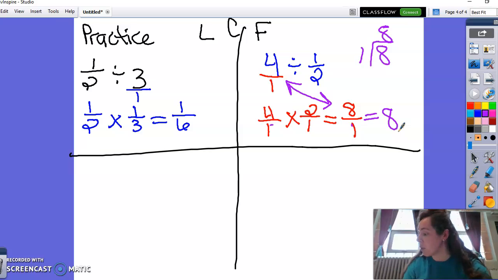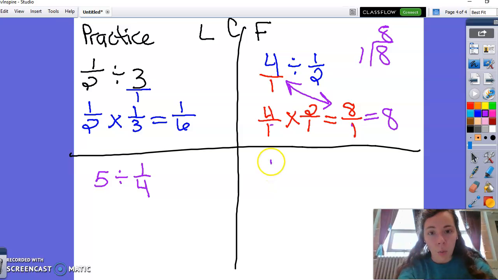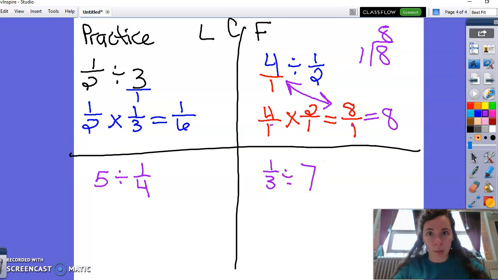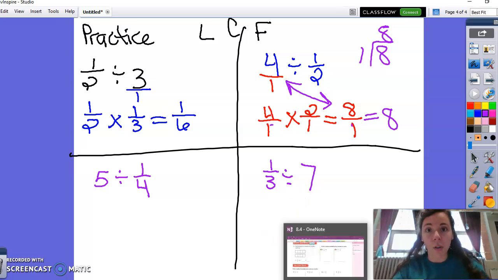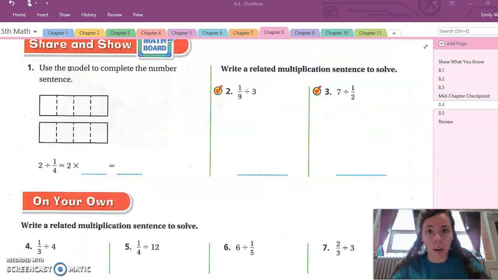Okay, I'm going to give you a couple other examples to try on your own. In this box, try 5 divided by 1/4. And then in this other box, try 1/3 divided by 7. Okay, I'm running a little short on time here, so we're going to jump into our book questions, and I'm going to work on some of those with you. And then the questions you're supposed to do are on the paper, the assignment paper.